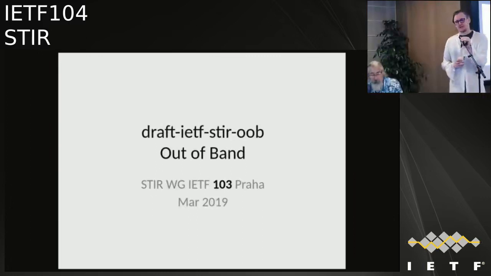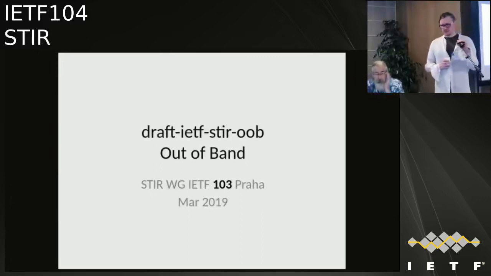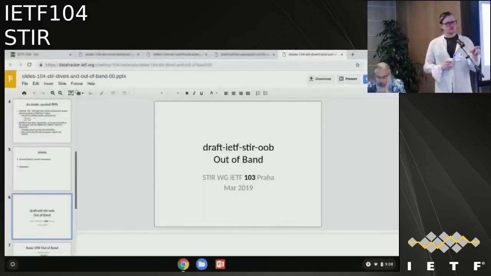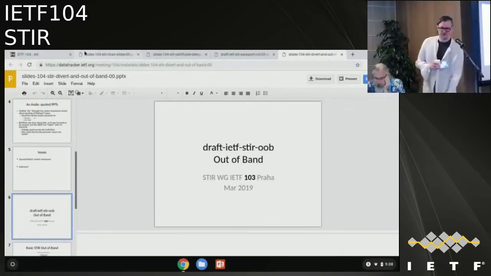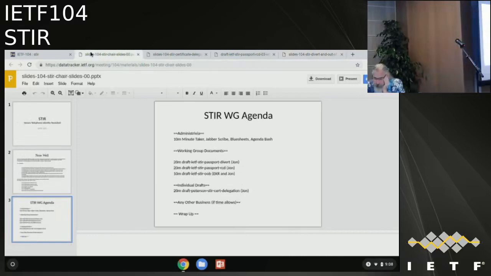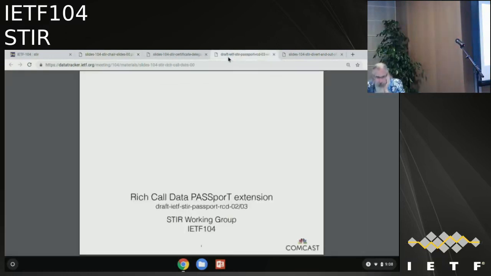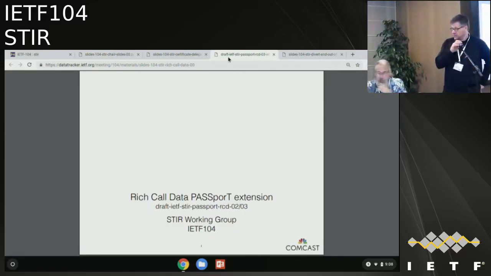Pretty exciting stuff here. The STIR out-of-band. Oh, is that what we're doing? Or we're doing RCD now? I think we were planning to do RCD. Why don't we do RCD? Okay, next page.